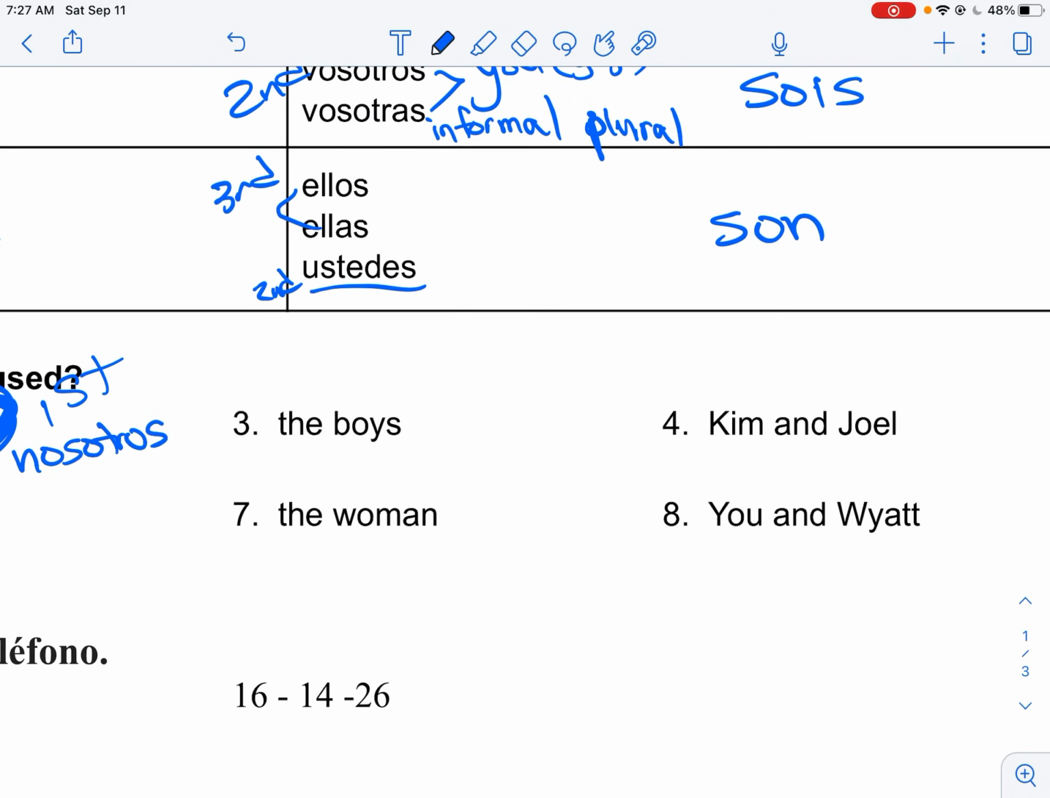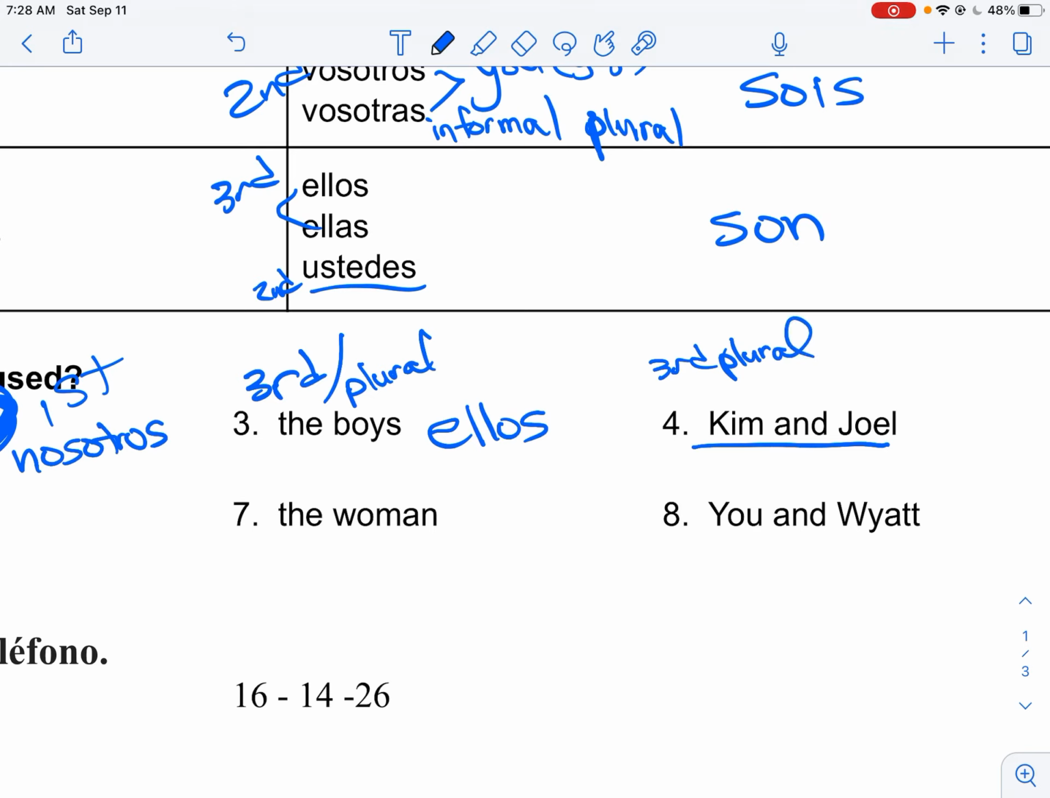The boys. It doesn't say I, it doesn't say you, so it makes this third person. It makes it third person and it makes it plural. So that would be ellos. Kim and Joel. Again, third person, plural. There's at least one male in the group, so it's going to be ellos.